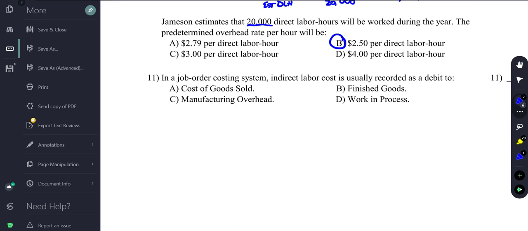In a job order costing system, indirect labor cost is usually recorded as a debit to. Now, remember what we're talking about, indirect labor cost. Indirect labor cost is not going to go into work in process directly. It'll go into manufacturing overhead first. So the answer here is the letter C. Any indirect cost is automatically classified in overhead, and then it gets applied using the predetermined overhead rate.